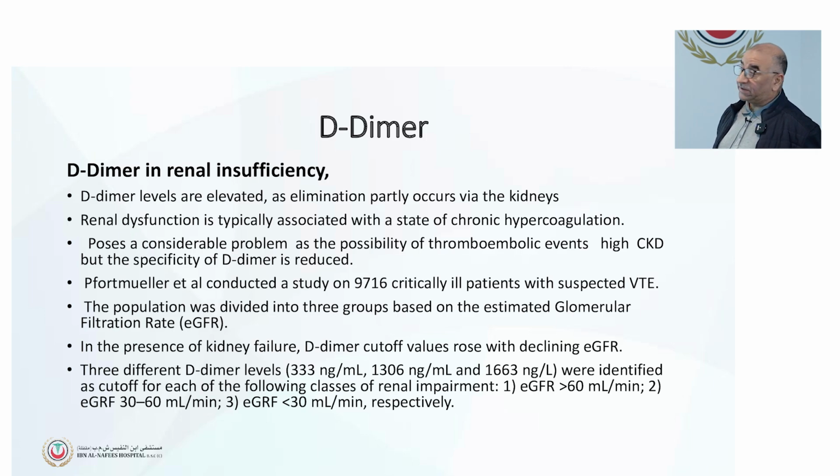It's also partly cleared by the kidneys. So in kidney disease, D-dimer utility may also have a problem, especially as these patients are also at high risk of thromboembolism. This investigation conducted studies on almost 10,000 people, and identified a cutoff of D-dimer for different glomerular filtration rates.